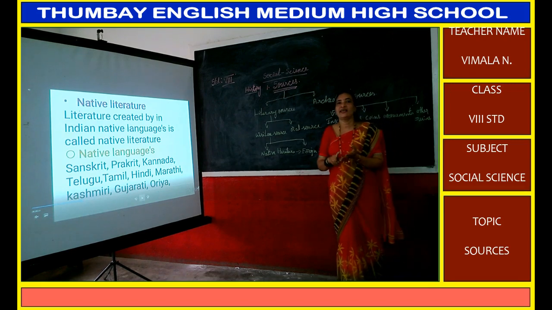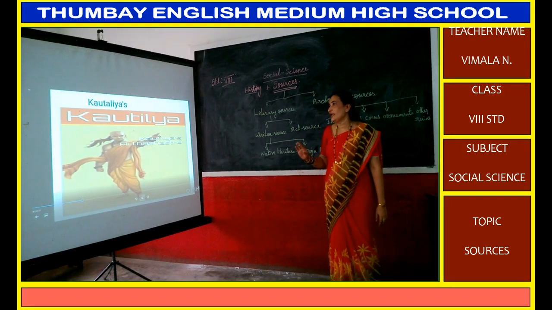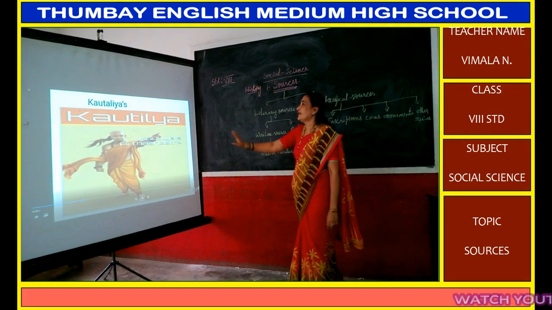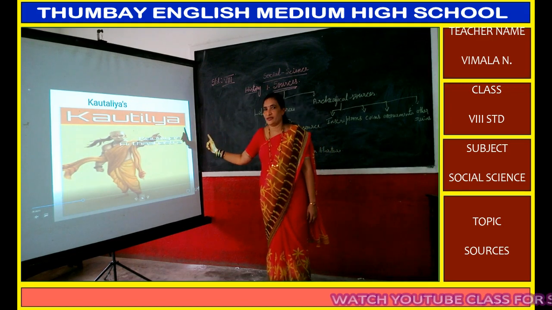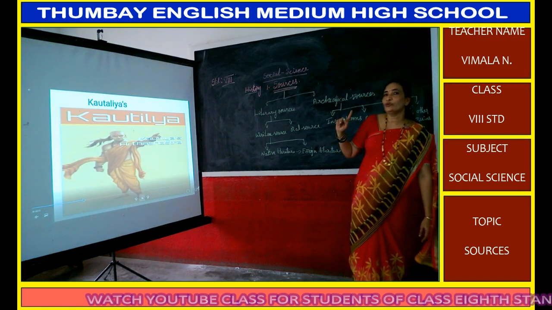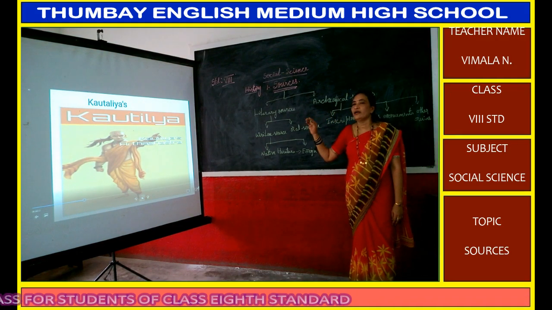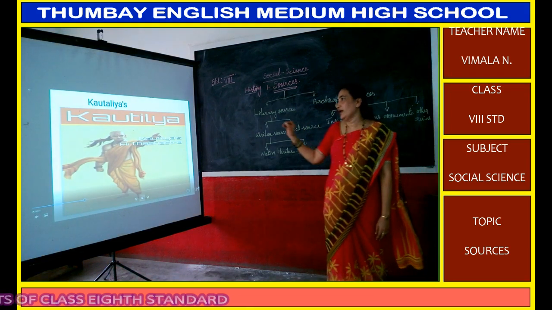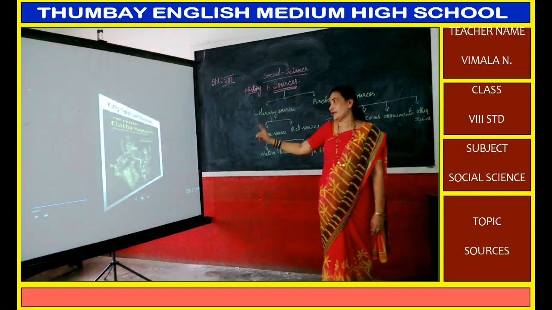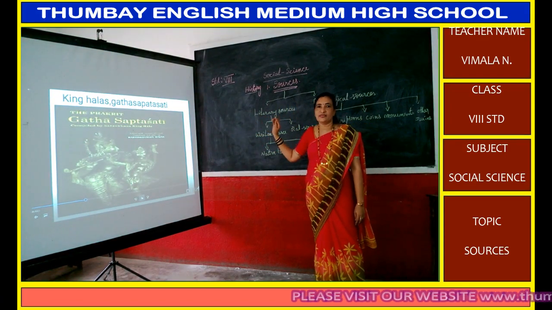Tulu, Konkani, Urdu, Byari, etc. are the native languages. Let us learn about the native literatures. Kautilya's Arthashastra. Kautilya is also called Chanakya. He was a guru and minister of Chandragupta Maurya, and Kautilya wrote the Arthashastra.